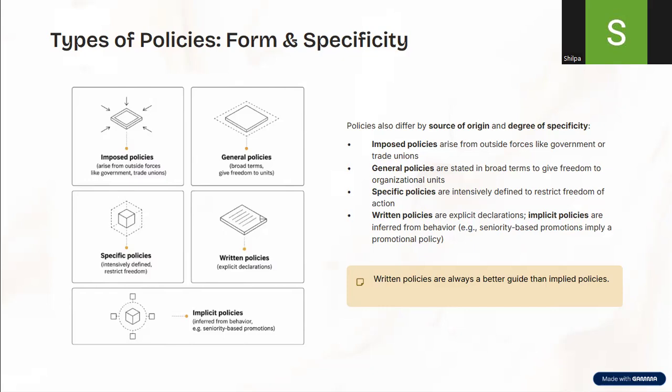Last but not the least is the written policies. Any policy which is mentioned in writing, and is communicated to the employees or to the concerned people, is called a written policy. So anything which is documented, signed by the higher authority, and explicitly given to the employees is called a written policy.